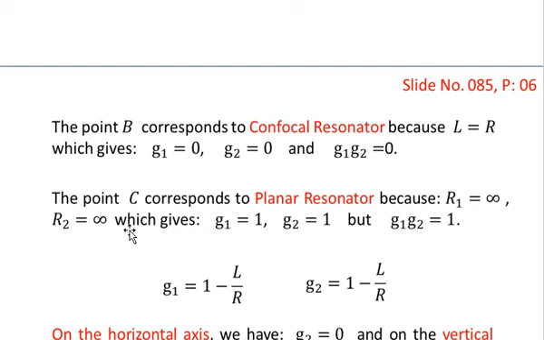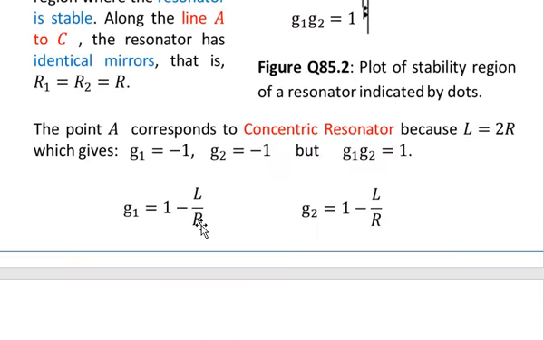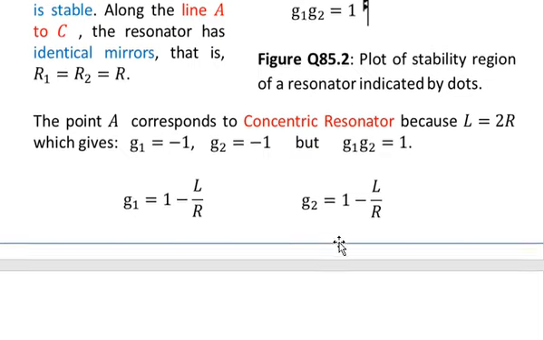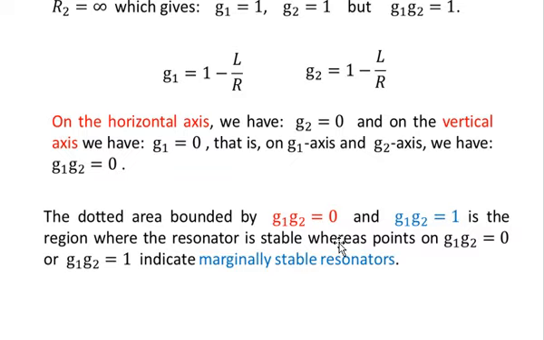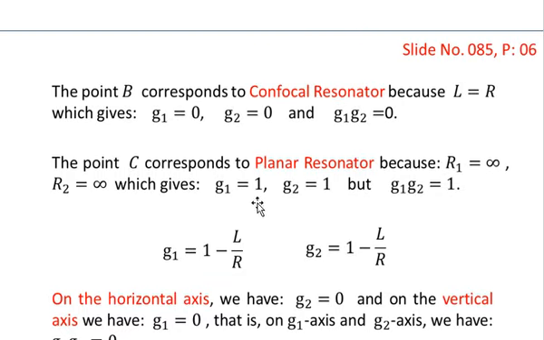Now let's talk about the point C. The point C corresponds to the planar resonator. You know that in the planar resonator, both R1 and R2 will be infinite in the radii of curvature. So if you set R goes to infinity in the value over here, you will get G1 is equal to 1. And if you put R goes to infinity, L over infinity becomes 0, and then you will get G2 is equal to 1. So for the third case, that is for the case of point C, we are getting G1 is equal to 1, G2 is equal to 1, and the product is also equal to 1.